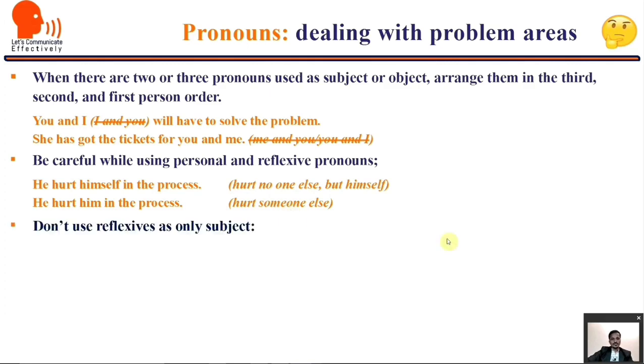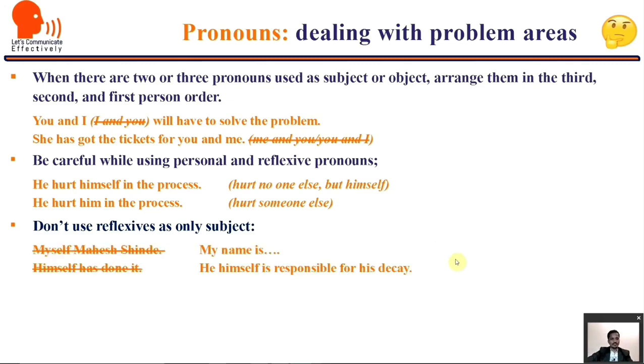Don't use reflexives as only subject. Again, a major common mistake made by most second language speakers of English. Myself Mahesh Shinde. Usually when we are making self introduction, we have a habit of saying this: myself, Mr.